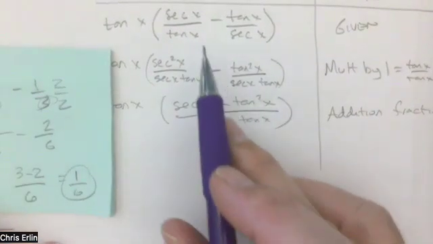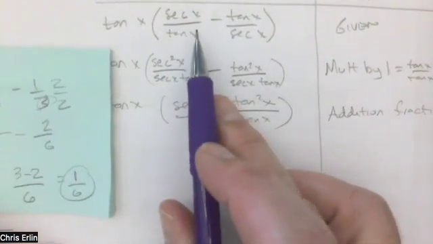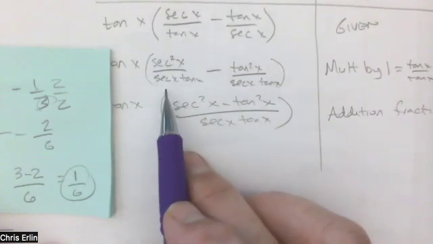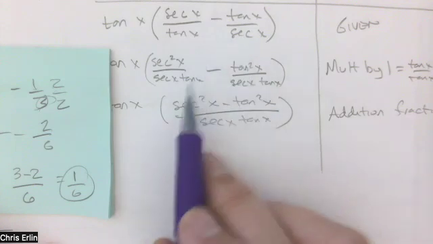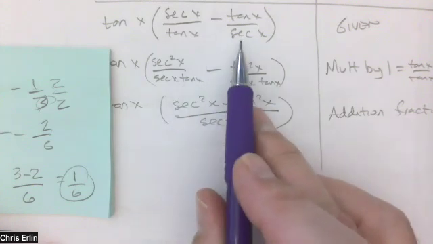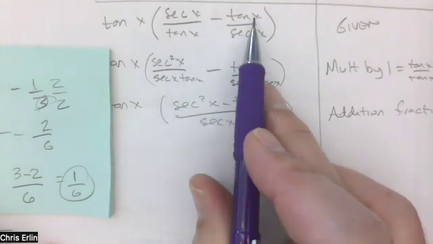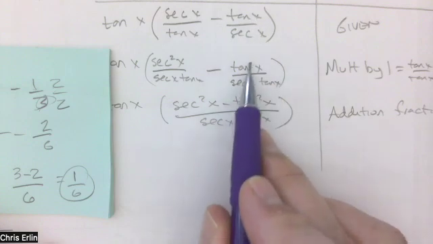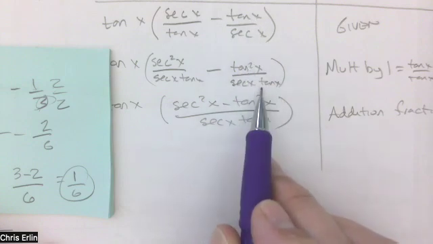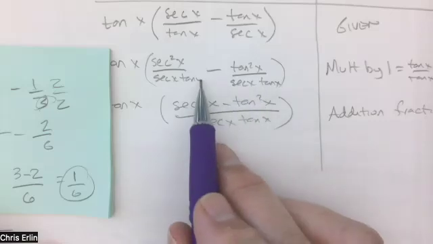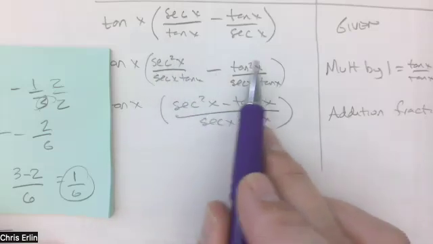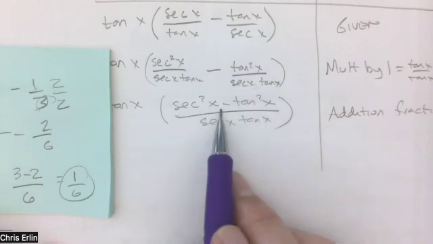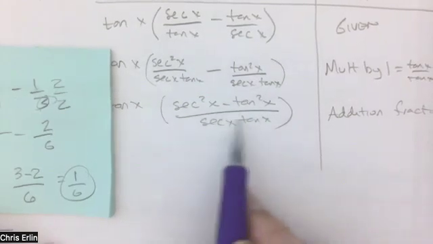So this top one I multiplied by secant over secant. So the top became a secant squared and the bottom became secant tan. On this side, I wanted the same denominator, secant times tangent. So I multiplied it by tangent over tangent, making this a tangent squared and this secant tangent like I wanted. Now that I've got a common denominator, it's like 3/6 minus 2/6. That's the same as 3 minus 2 over 6.